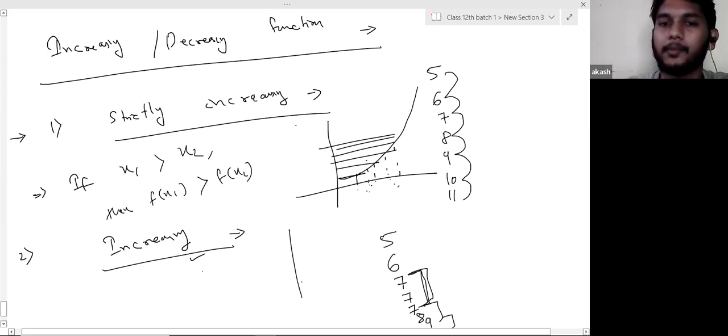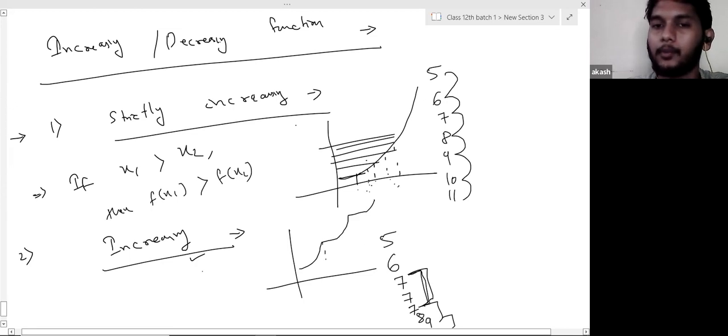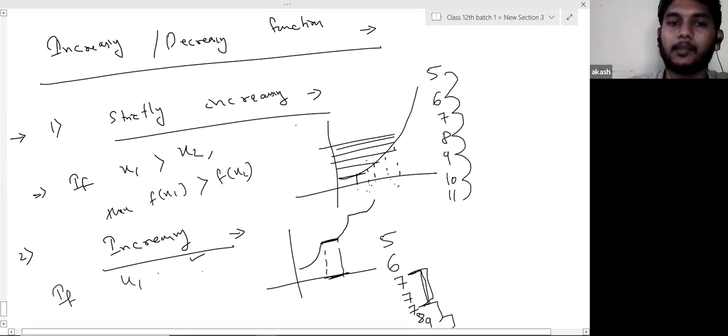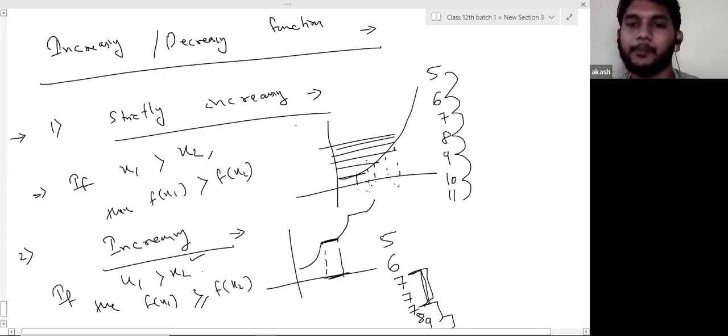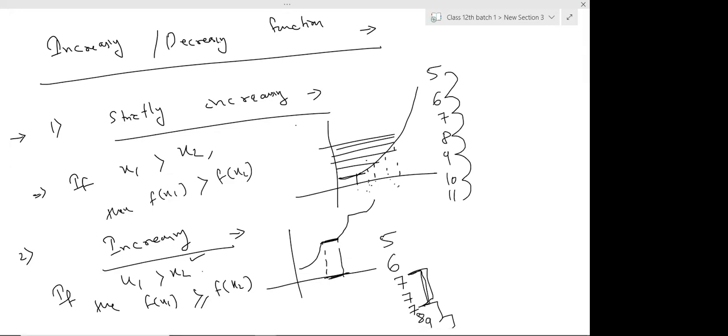But in increasing function, the graph can go like this: constant, increasing, constant, increasing. All right. There are few times when the graph is constant also. Y did not increase. This did not decrease, but it was equal. The y was constant. So here we say if x1 is greater than x2, then f of x1 might be greater than or equal to f of x2. All right. This thing is clear, everyone? Yes, sir. Please note it down.